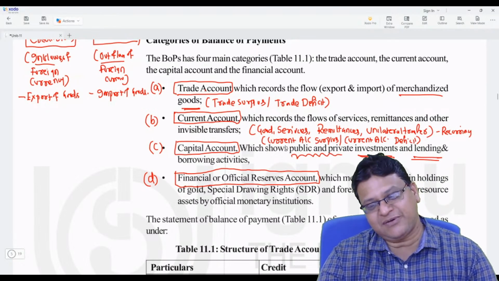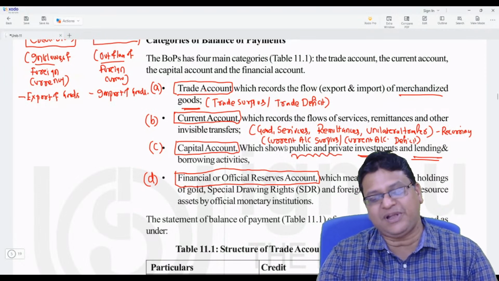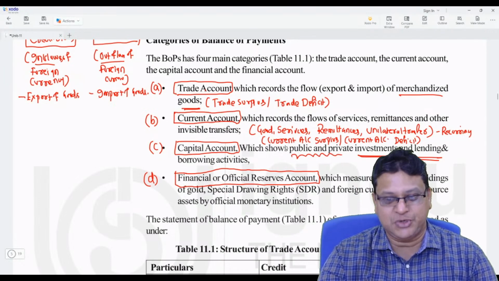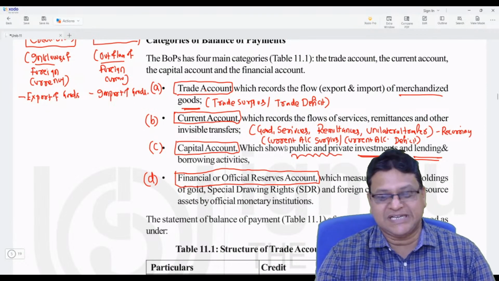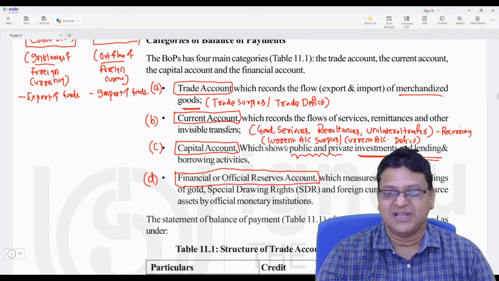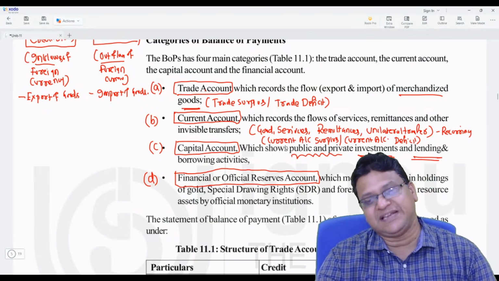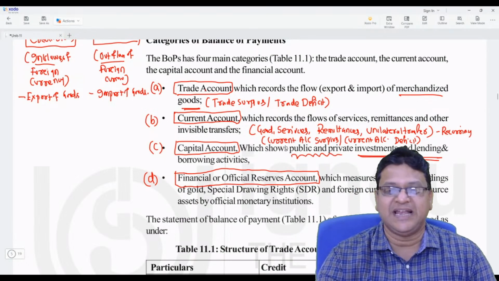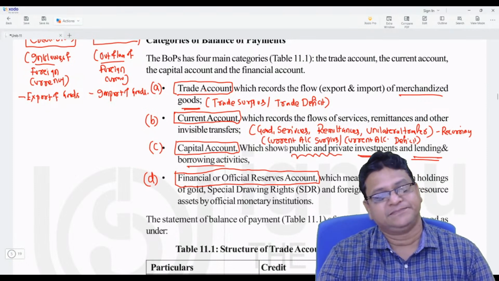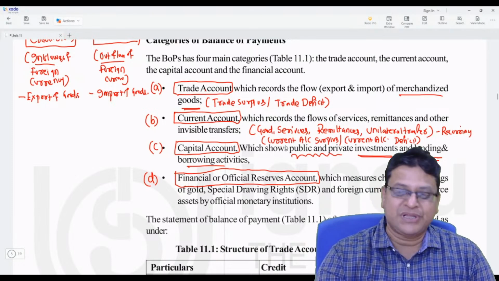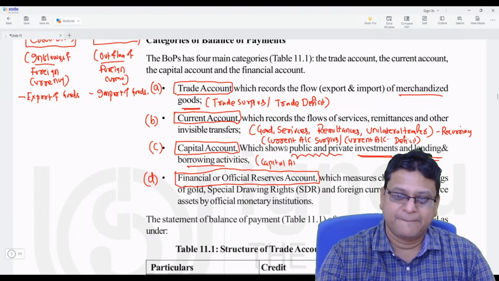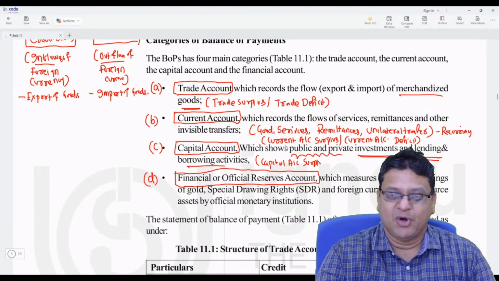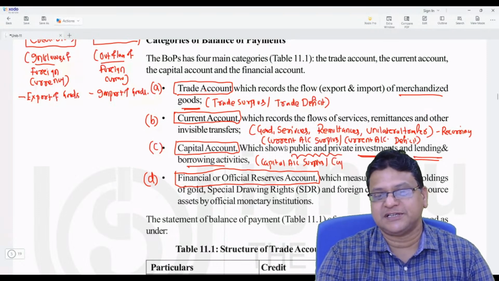Investment made outside the country from the resident of your country, and investment made into your country from the resident of rest of the world. So it records international transactions related to international investments and international lending and borrowing. We can have capital account surplus or capital account deficit.